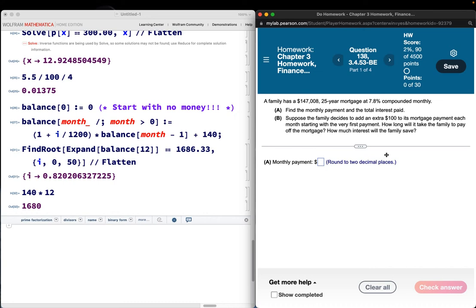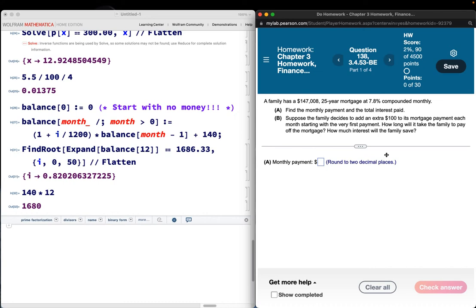Suppose the family decides to add an extra $100 to its mortgage payment each month, starting with the very first payment. How long will it take the family to pay off the mortgage? How much interest will the family save? Okay, so this is a pretty robust problem. So again, as always, we're going to use Mathematica to help out.